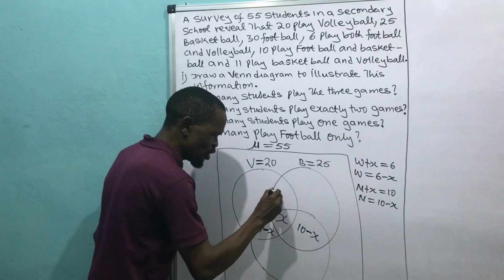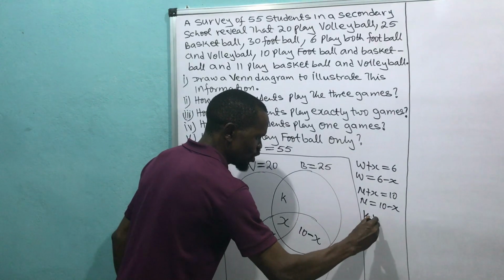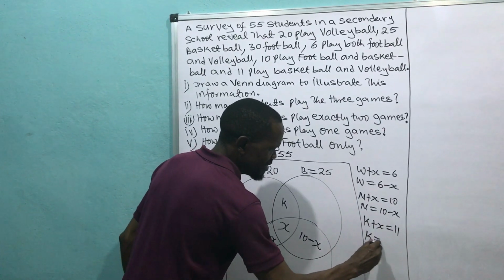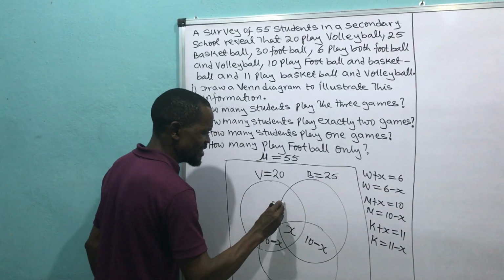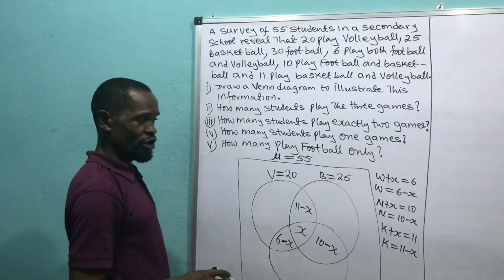Doesn't mean that I use K to represent this line. It means that K plus X is equal to 11. Therefore, K is equal to 11 minus X. That means what I'm going to write here is 11 minus X. I think you are following what I'm doing.